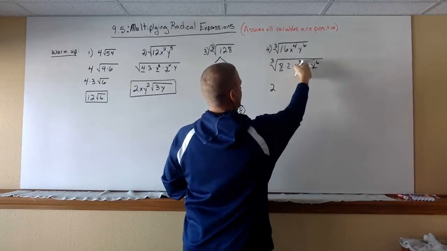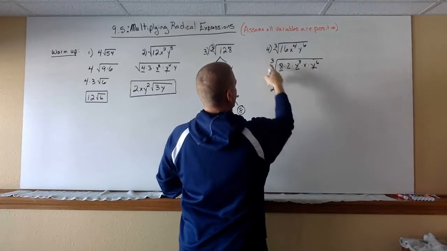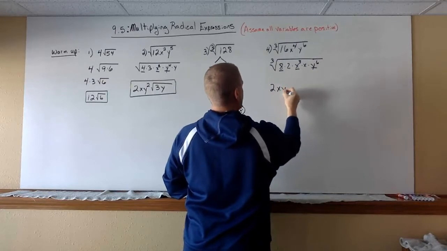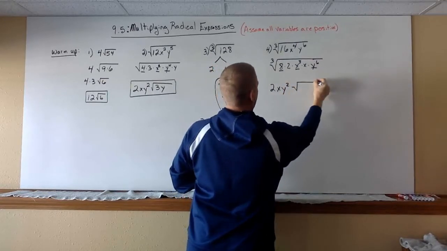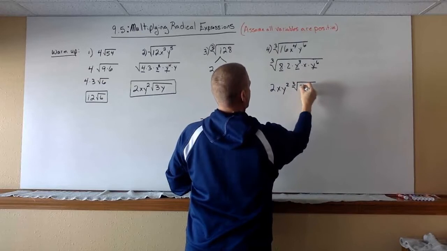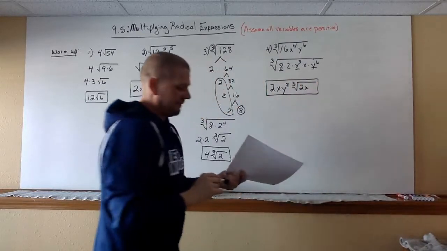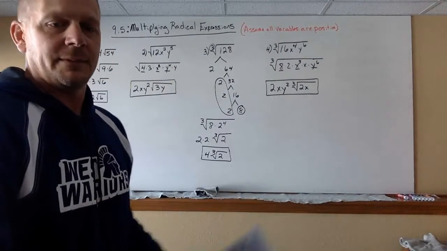The cube root of x cubed is x, and the cube root of y to the sixth is actually y squared. And what stays under that cube root is that 2 and that x. And that's the 4 warm-up problems, okay? Be back in a minute.